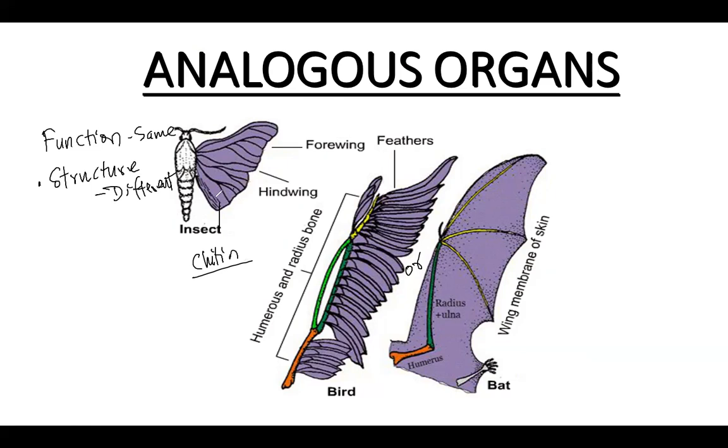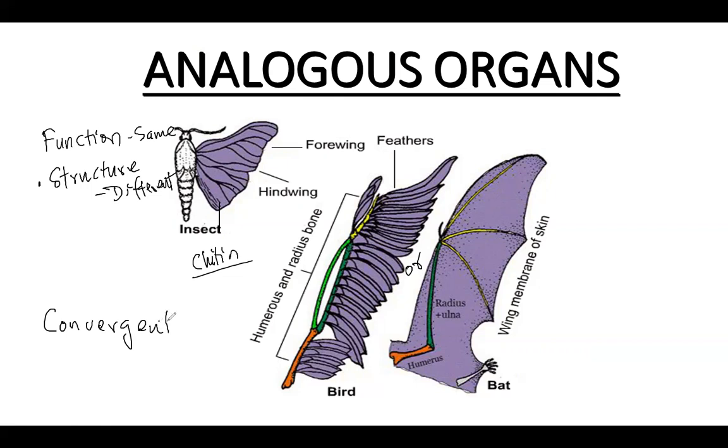Okay, and you can try this. You can just tear it off easily. There are no bones inside, but the functions are the same. They both use it for flight. That means two different types of animals, when they lived in the same conditions, their body parts modified for the same function. So they call this convergent evolution.